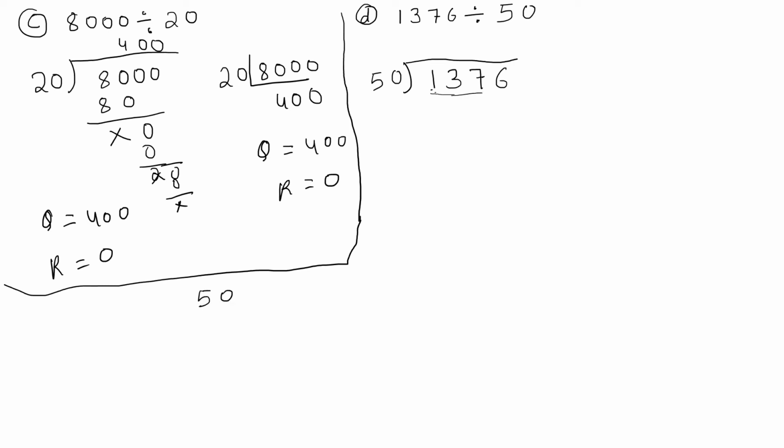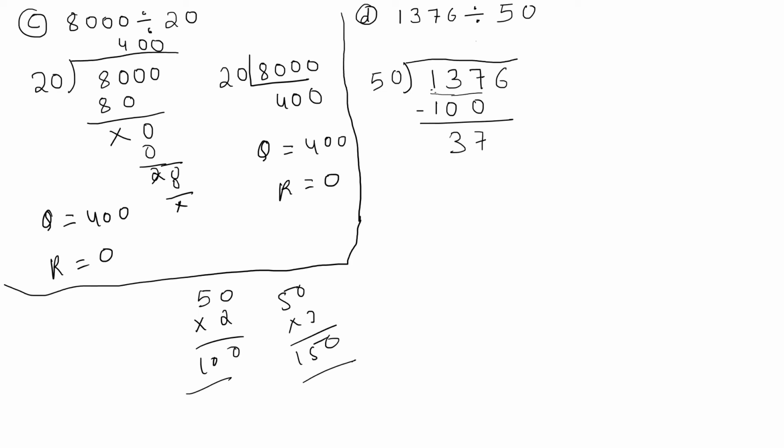So 50 multiplied by 2 is equal to 100. 5 2s are 10. 50 multiplied by 3 is equal to 150. So 150 is bigger and 100 is smaller. So we will take 100. So we will write here 2 and here we will write 100 minus, so 37 will come here, and this 6 will come down.